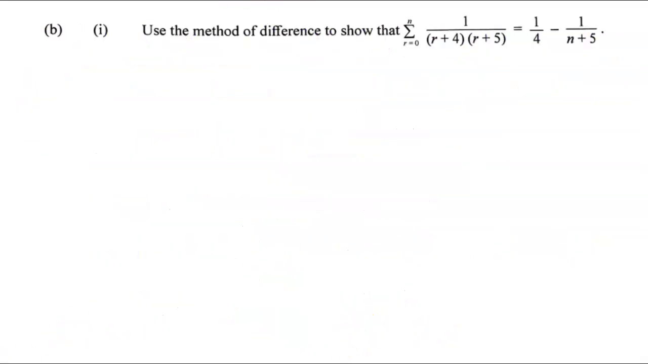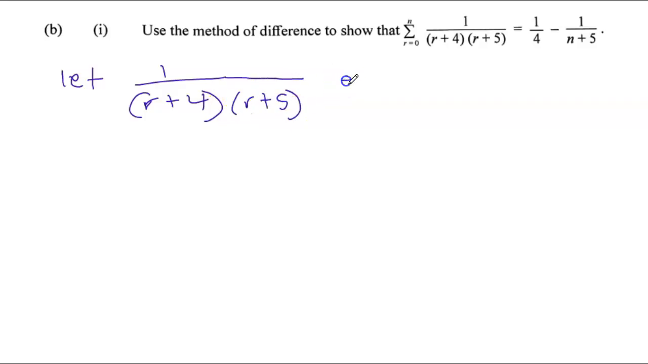Part B, use the method of difference to show that, and we have to prove this. Now before we can use the method of difference, we first need to rewrite the expression there as partial fractions. So we're going to let 1 over r plus 4 times r plus 5 be equal to a over r plus 4 plus b over r plus 5.